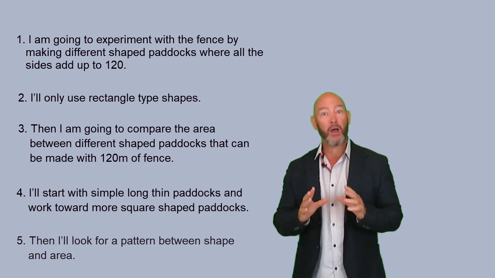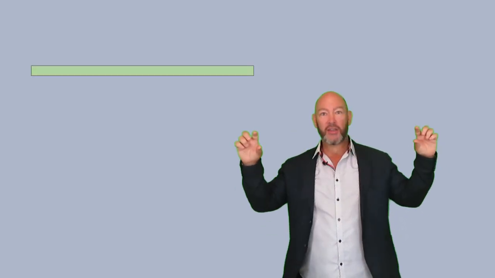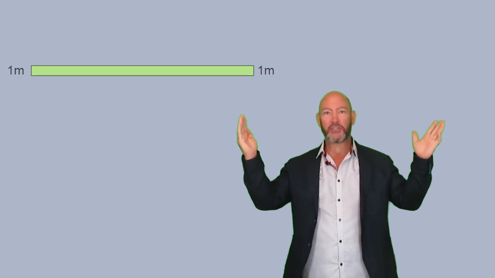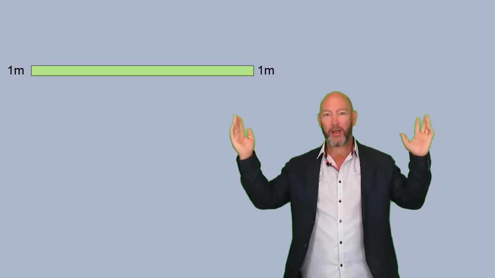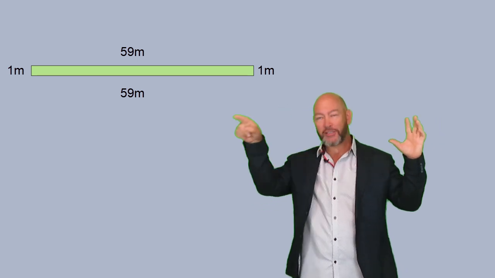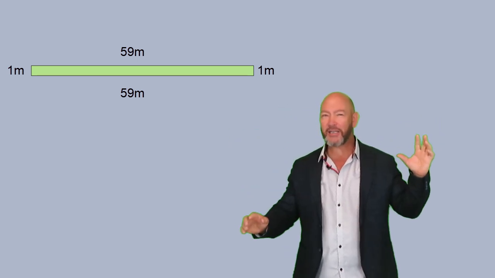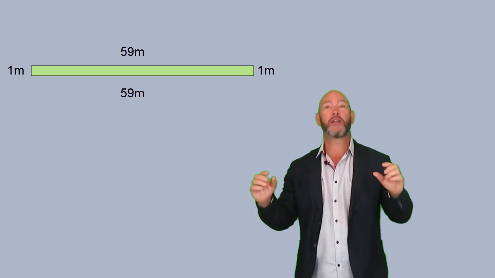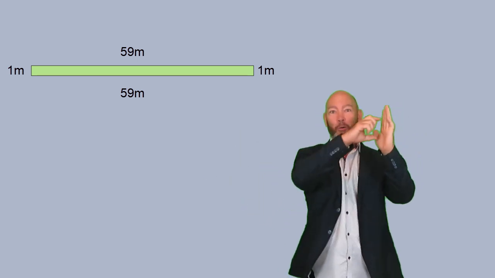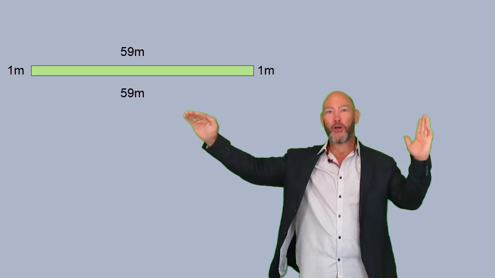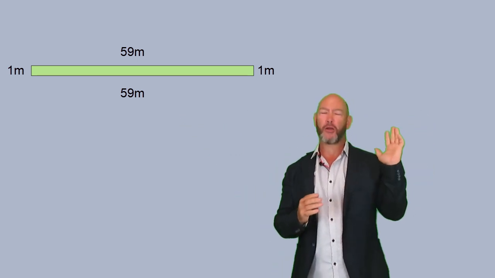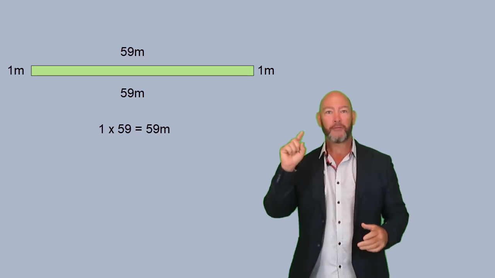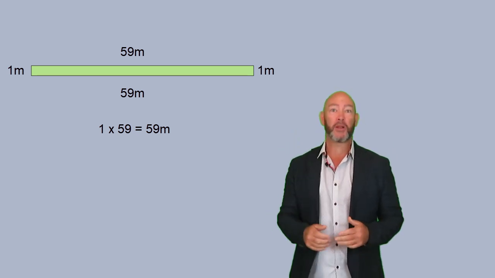So let's look at how this might work. The first paddock I would draw on a bit of paper, and I'm just going to use metres because it's easier. I'm going to go for the longest, thinnest paddock I can, so 1 metre at each side. 120 minus 2 is 118, so the long sides are going to be half of 118. That's 59. So now I've got a paddock 1 metre wide and 59 metres long. If I work out the area: 1 times 59 equals 59 square metres. First part of the plan done.